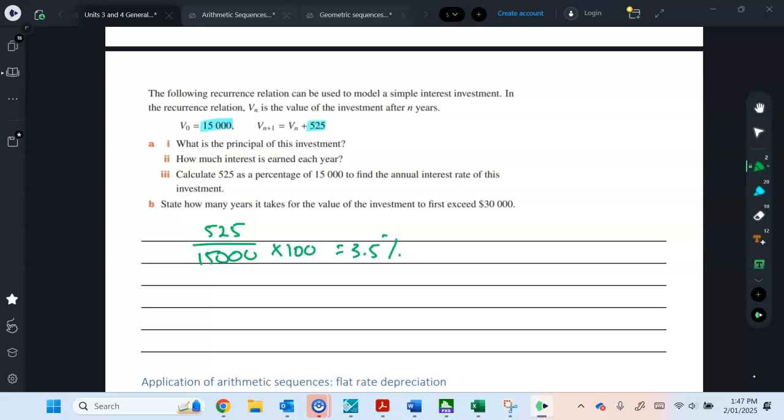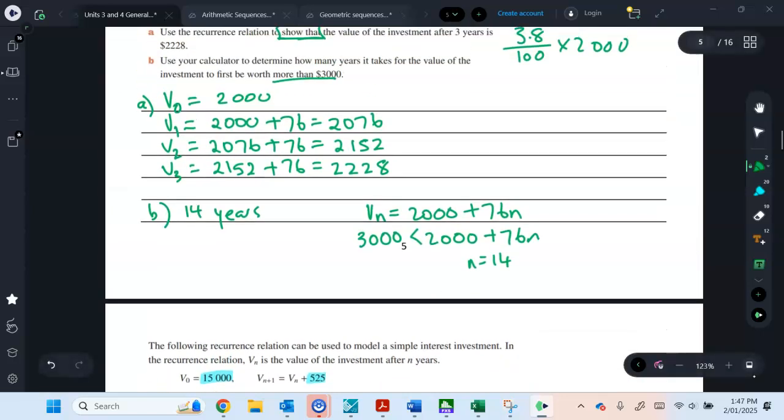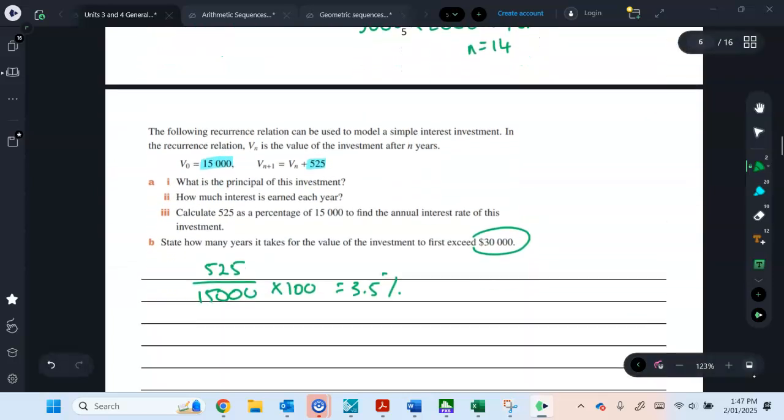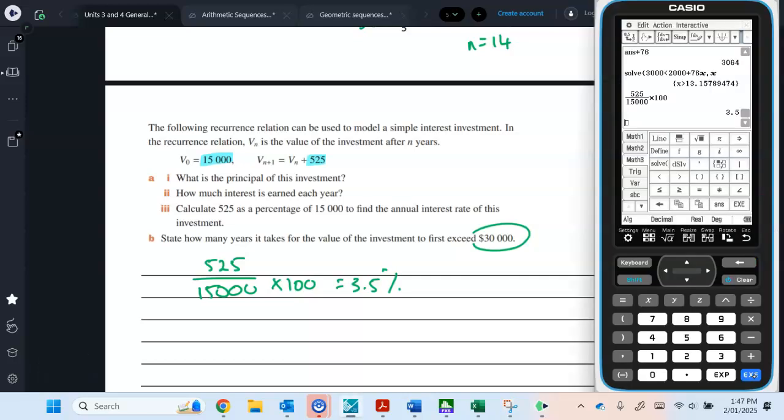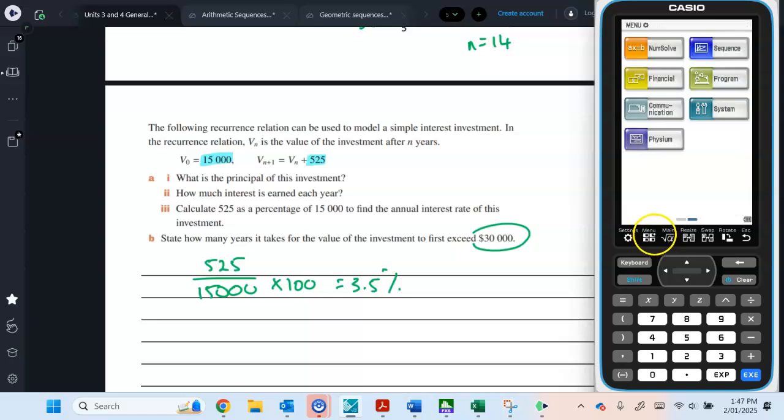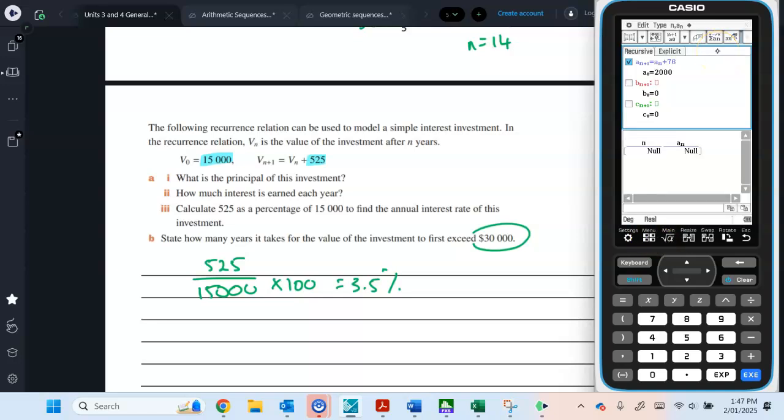State how many years it takes for the value of the investment to first exceed $30,000. Remember, there were 3 ways you could have done it, same as question B. You could keep pressing enter, you could use the sequence function on your calculator, or you could set up the rule. I'm probably pushing more for the sequence function because it really shows you what's happening, and they're giving us the recurrence relation, so it should be nice and straightforward.